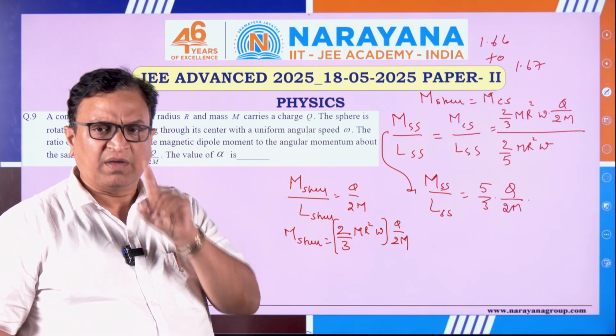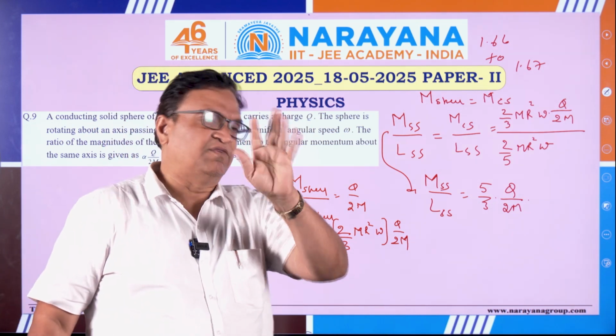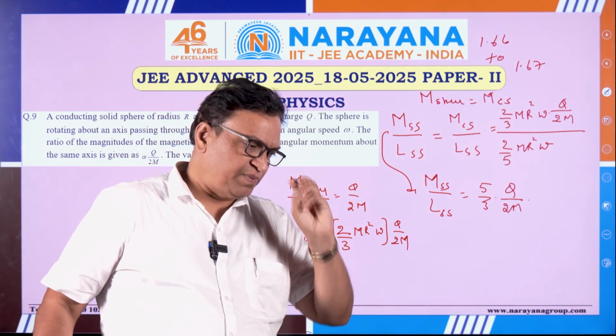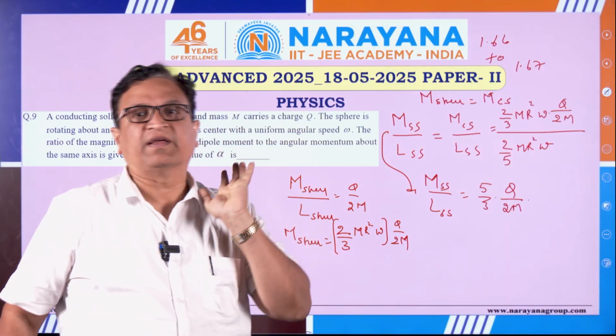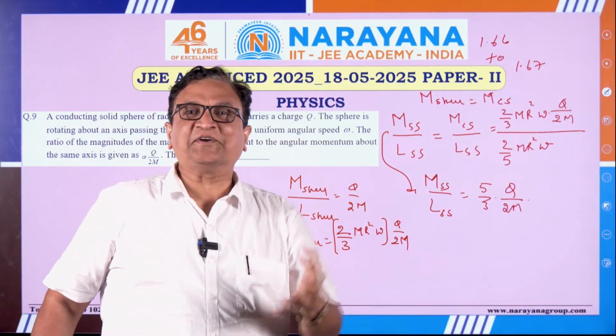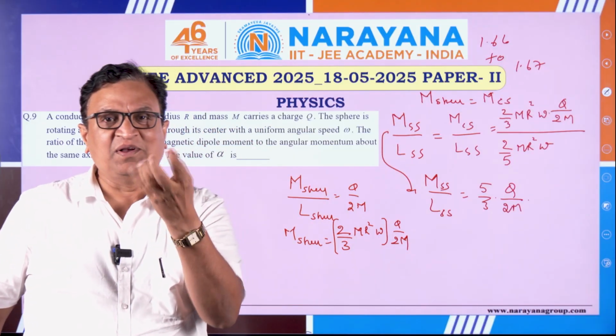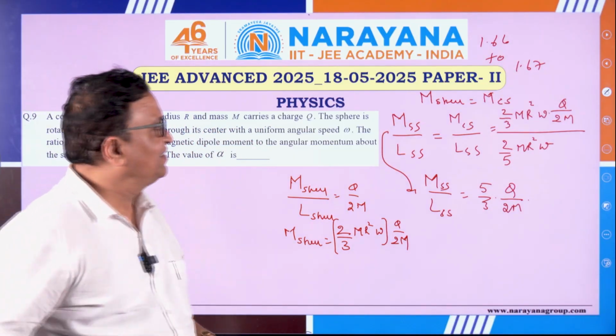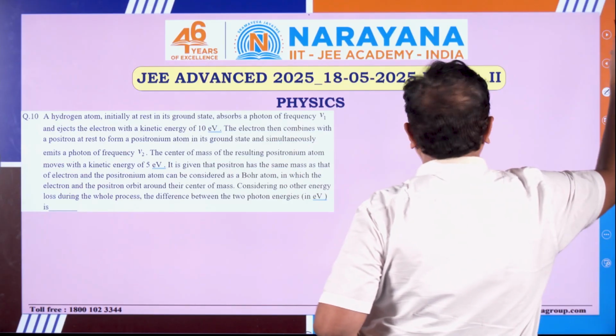Some people may go with 2 by 3, they will fail. So therefore, even though it is non-negative marking, certain traps were installed in this question. Next, we will move on to the next question.